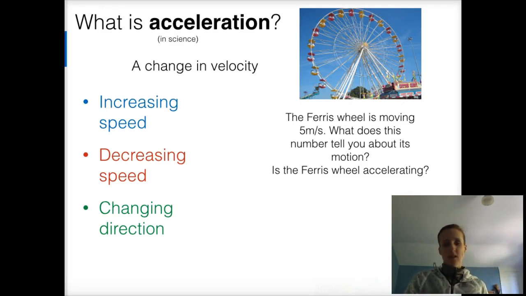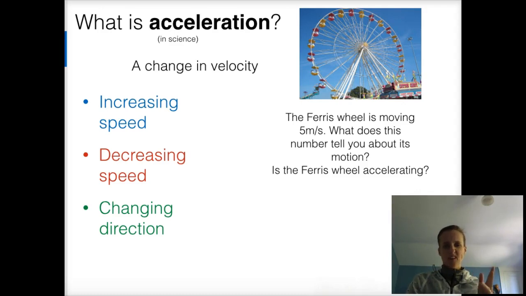A really good example of this, and we'll talk about this, is centripetal acceleration, and these are objects that are moving in a circle. If something like this Ferris wheel is moving 5 meters per second, that number, 5 meters per second, tells you that it's moving at a constant speed. The Ferris wheel is constantly accelerating, even though it's not ever going any faster.